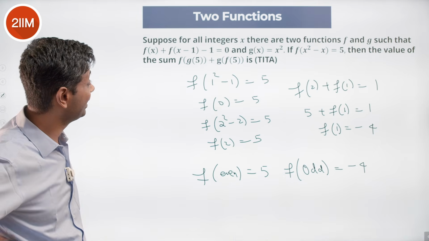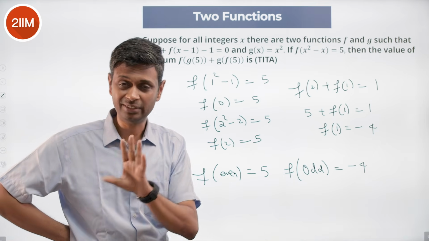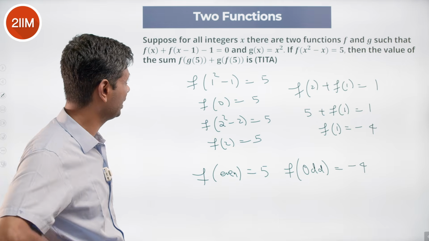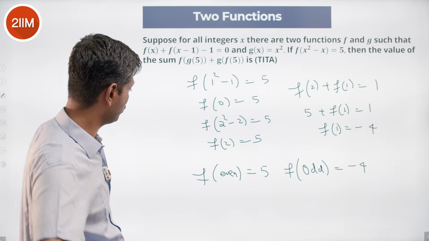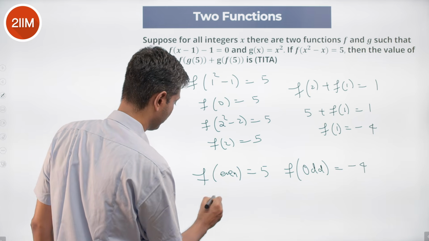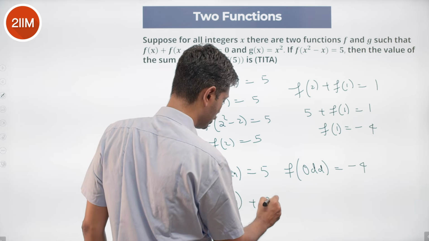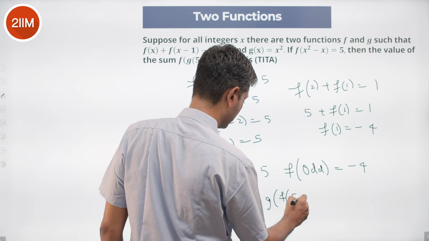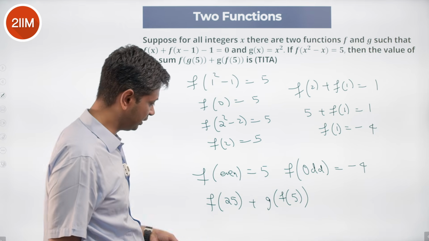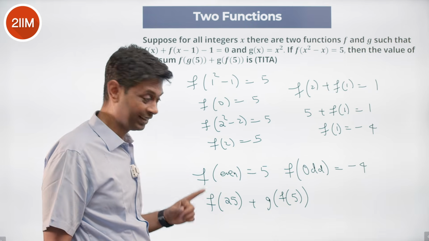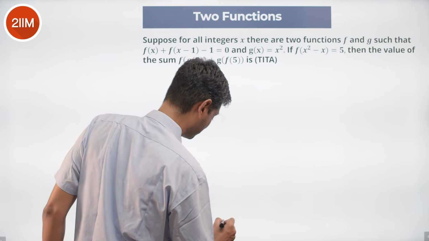Brilliant. Now what do we need to find? We know g of x equal to x square. That is nice and comfortable. We want to find f of g of 5 and g of f of 5. F of g of 5 is f of 25. 25 is an odd number. F of 25 is minus 4.